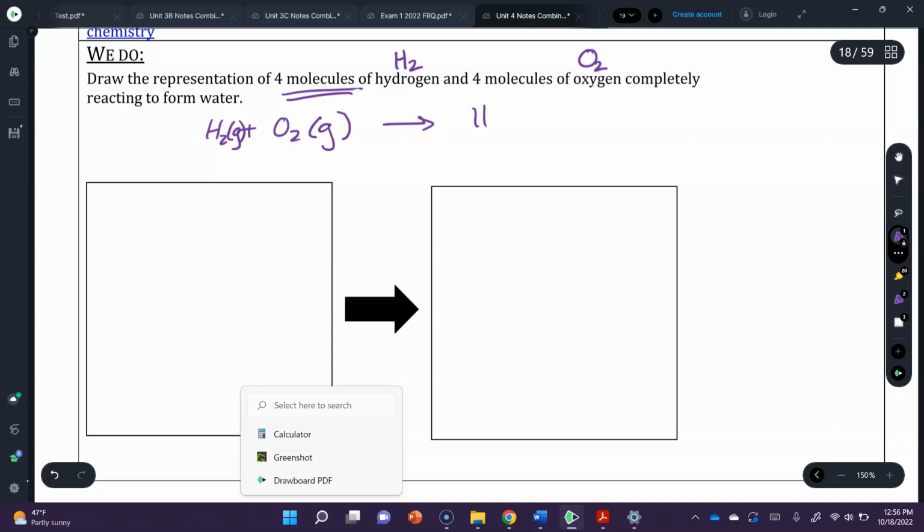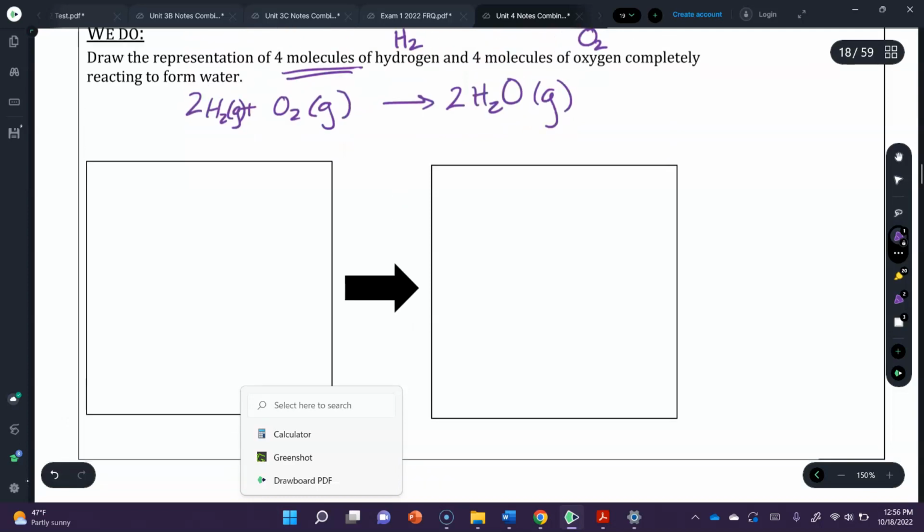And we are making water, so H2O. Now we need to balance it, so 2 here, so that we have 2 oxygen, but that also means that we now need 2 hydrogen molecules. So this is balanced, so this is going to tell us the ratio in which our reaction occurs.